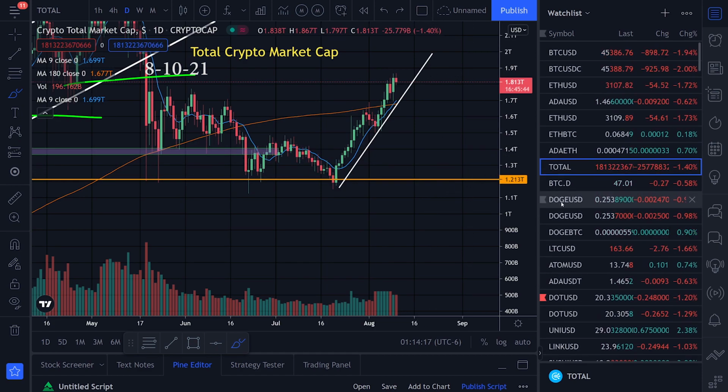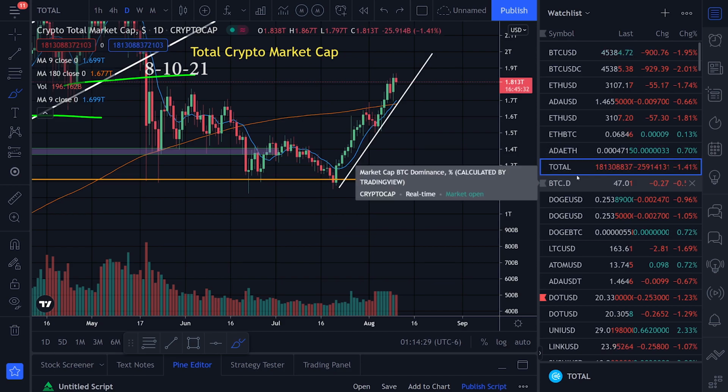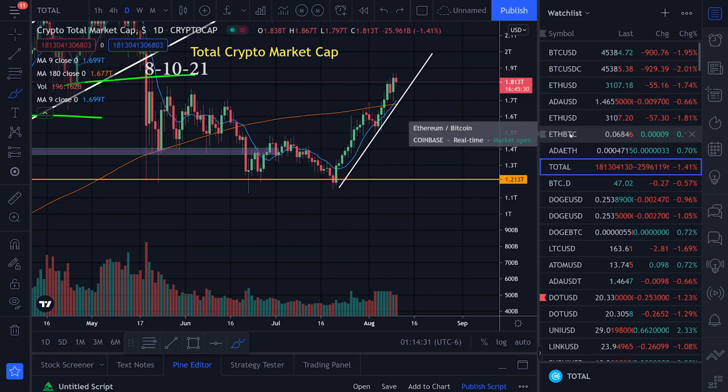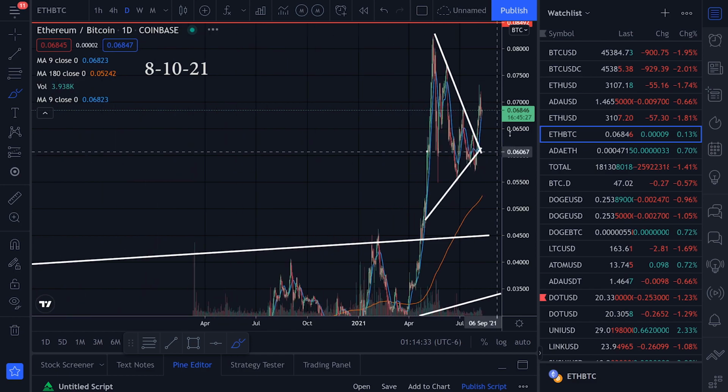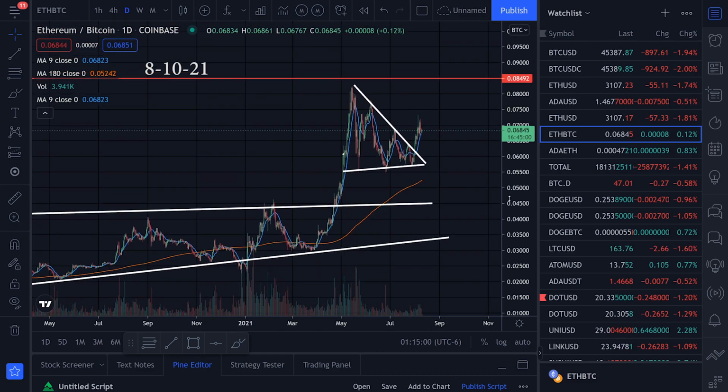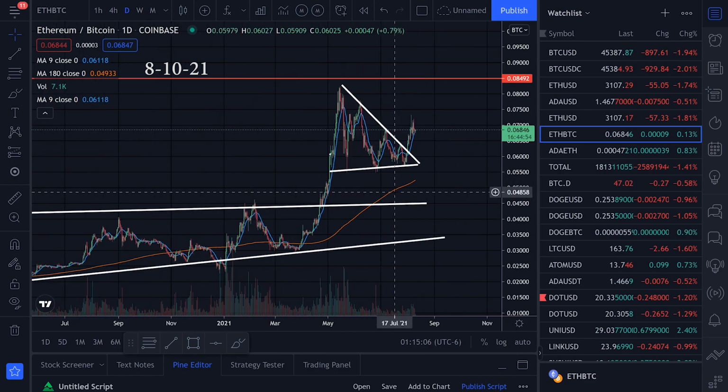So the other thing I wanted to talk about was Ethereum compared to the other coins, or Cardano compared to the other coins. Really, Ethereum compared to Cardano and Polkadot. Let's do that. Or Ethereum compared to Bitcoin. Let's see this first. All right, so if we take a look at the Ethereum to Bitcoin chart, this actually looks like a bull flag right here, which is kind of interesting.